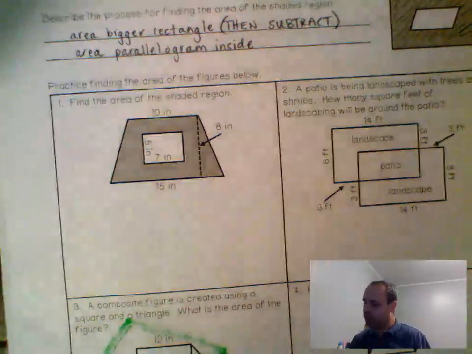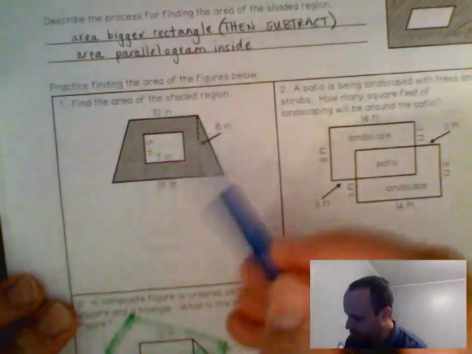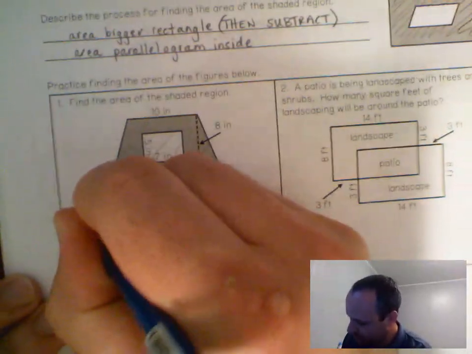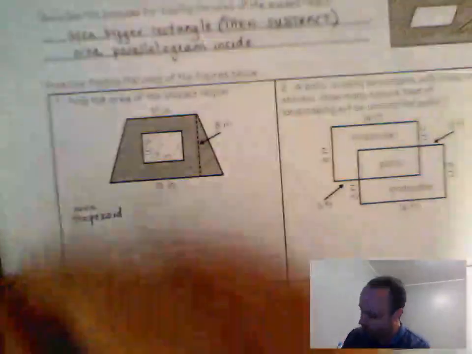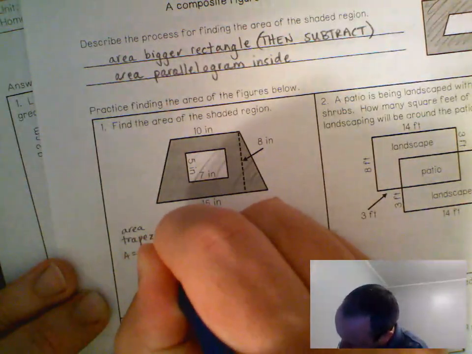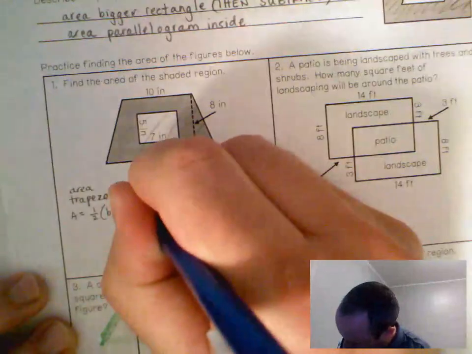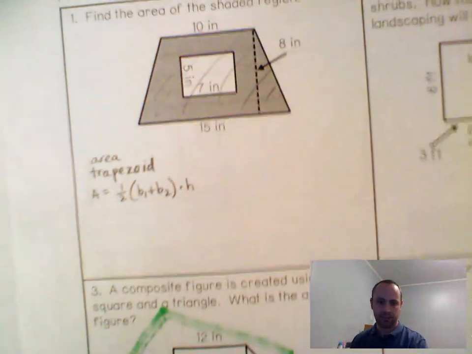Okay, so to find the area of the shaded region, we're going to have to find the area of the whole thing, right? The whole thing, which in this case is what we call a trapezoid. So the area of the trapezoid. All right. And we know that the area of a trapezoid equals, if we look at the front there, 1/2 b subscript 1 plus b subscript 2, which I call base 1 and base 2, times the height. And now you don't have to memorize that formula, but if I give it to you, which I did, can you plug in the right numbers?